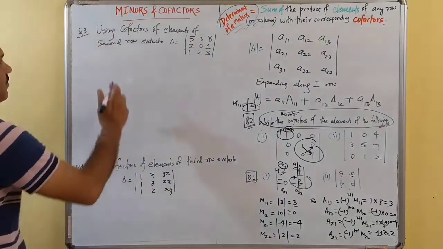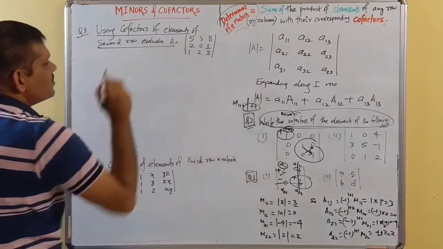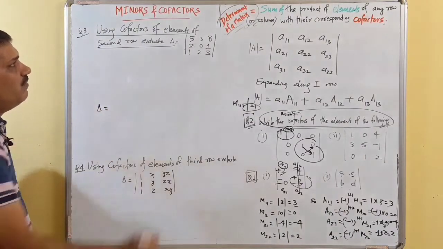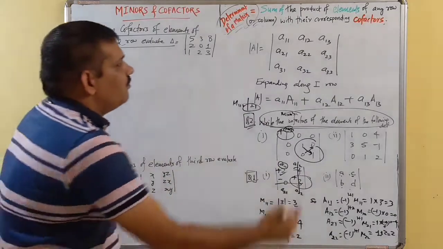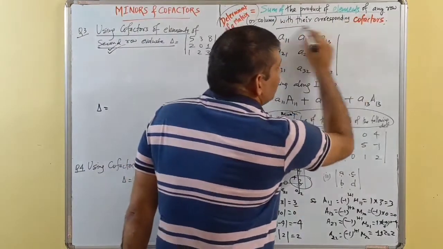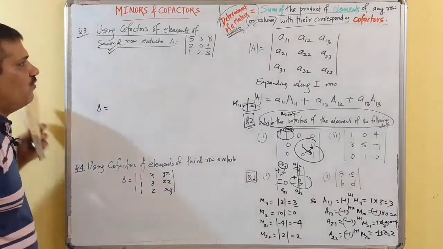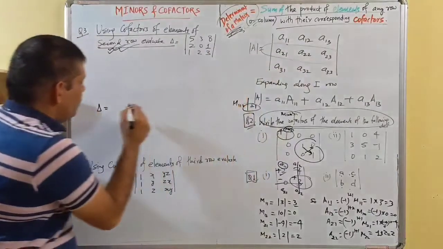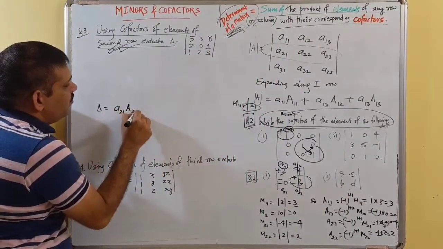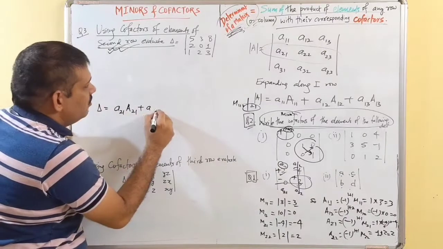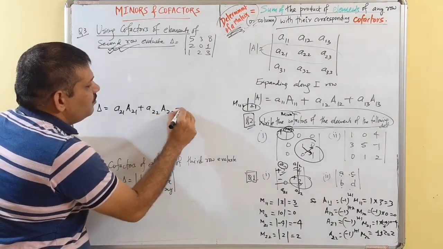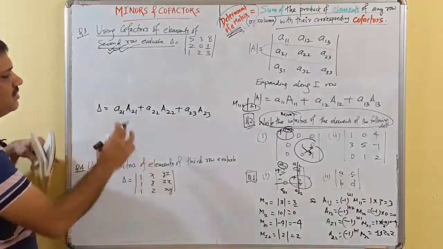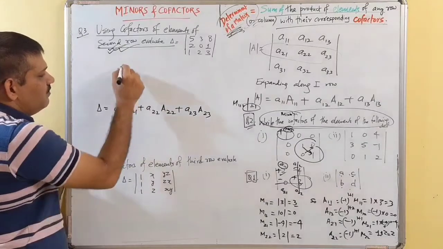Now this is question number 3. Using cofactors of elements of second row, evaluate delta. We know that we are to choose the elements of second row. How do we find the determinant? Sum of the product of elements of any row with their corresponding cofactors. So I have chosen second row. Second row is here, this one. So a21 multiplied by A21 plus a22 multiplied by A22 plus a23 multiplied by A23. So we have to find these 3 cofactors.